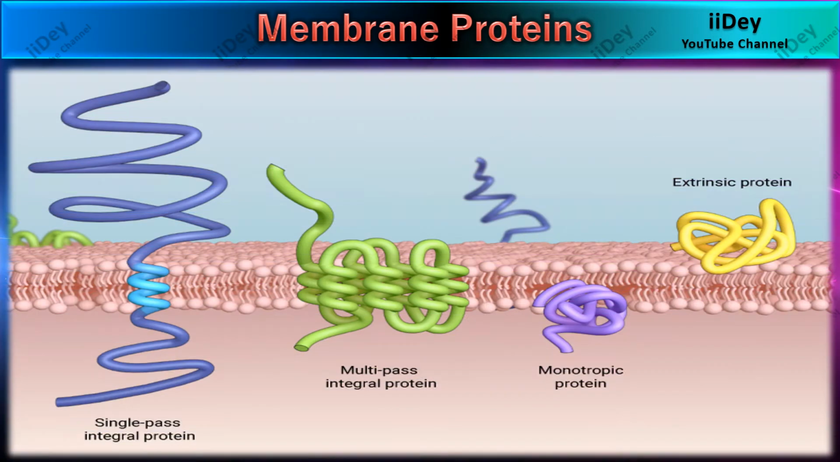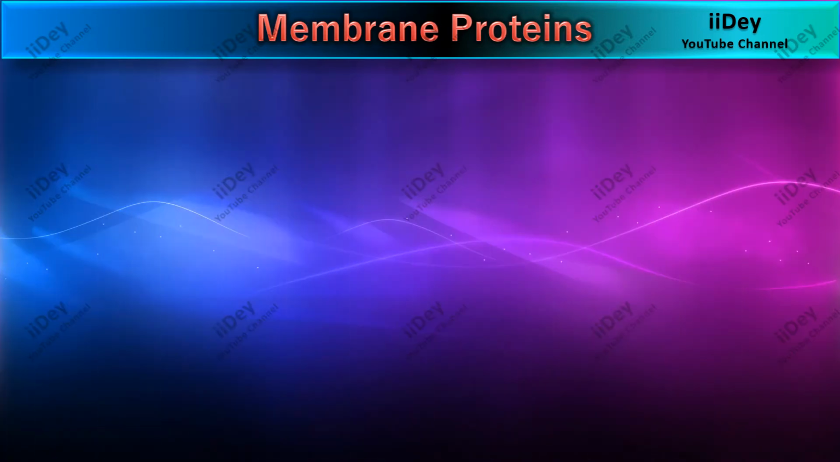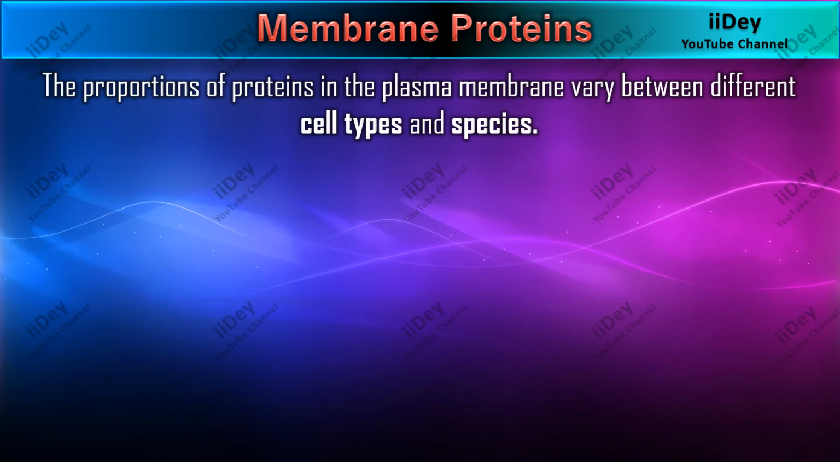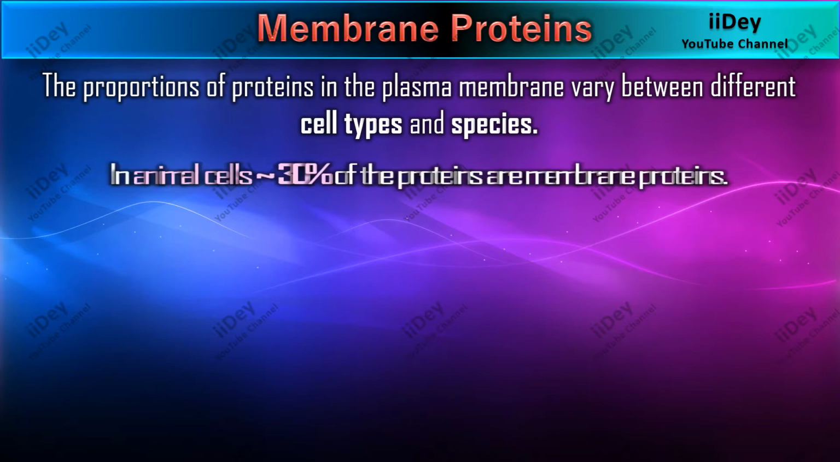At the very first step of exploring membrane proteins, we have to have some idea about those proteins. So come on, let's discuss that. The proportions of proteins in the plasma membrane vary between different cell types and species. In animal cells, about 30% of the proteins are membrane proteins.